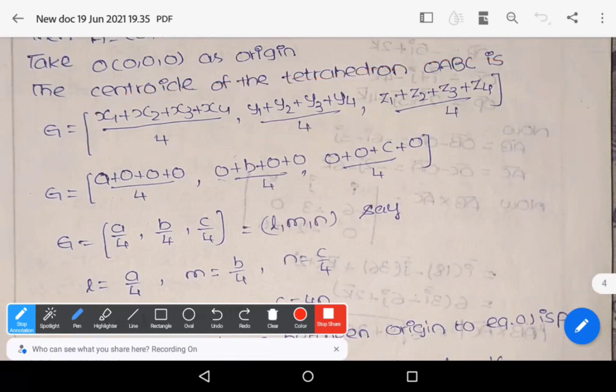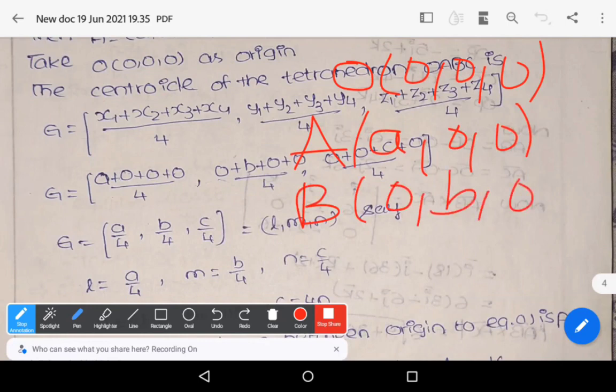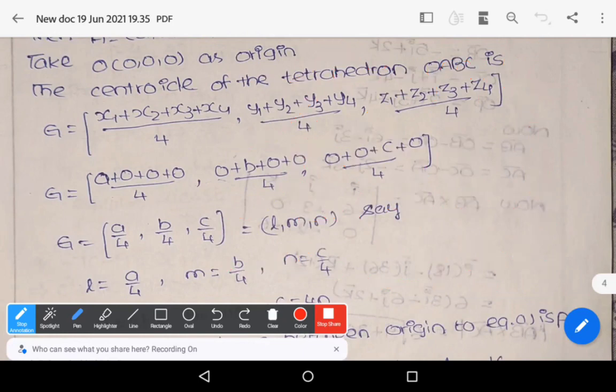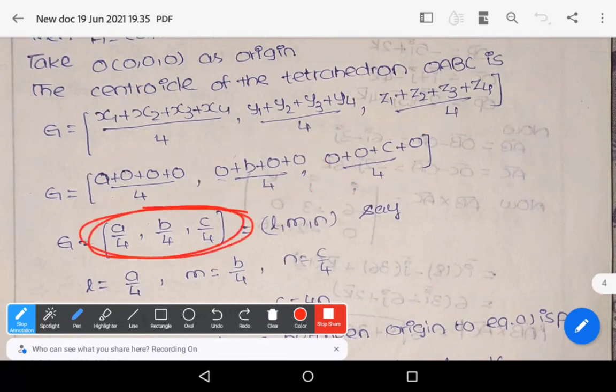We use the points: origin (0, 0, 0), then (a, 0, 0), then (0, b, 0), and then (0, 0, c). Let us substitute the coordinates in this formula using these 4 points. We get (a + 0 + 0 + 0)/4, (0 + b + 0 + 0)/4, (0 + 0 + c + 0)/4. Simply, you get a/4, b/4, c/4. Let us take them as l, m, n.